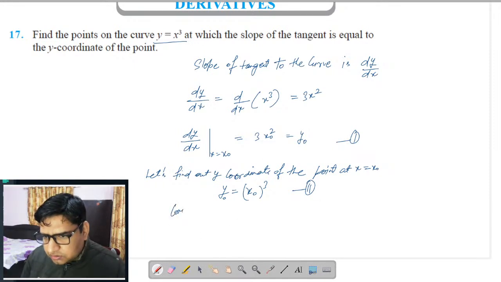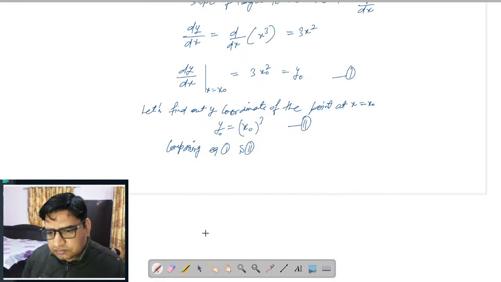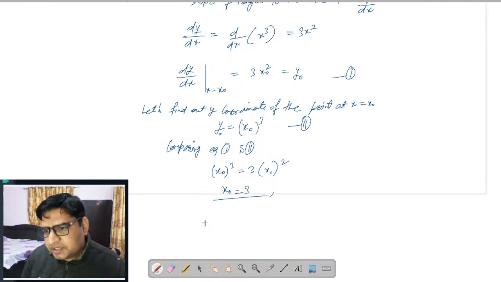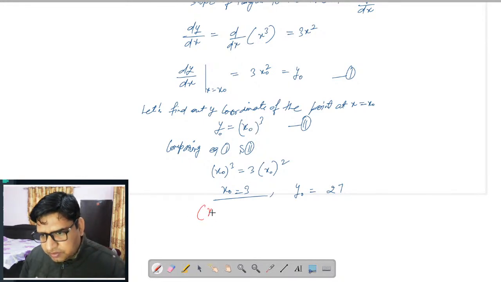So comparing equations 1 and 2, what do we get here is x naught is equal to 3, and simply y naught will be equal to 27, because y naught is equal to x naught cube. So these are the points: x naught and y naught are equal to 3 and 27.